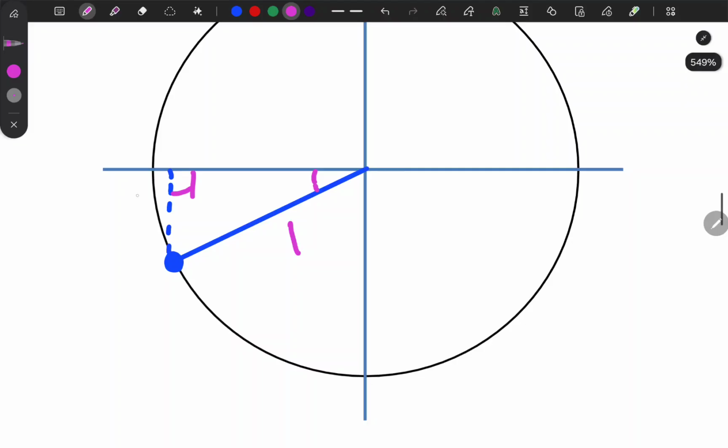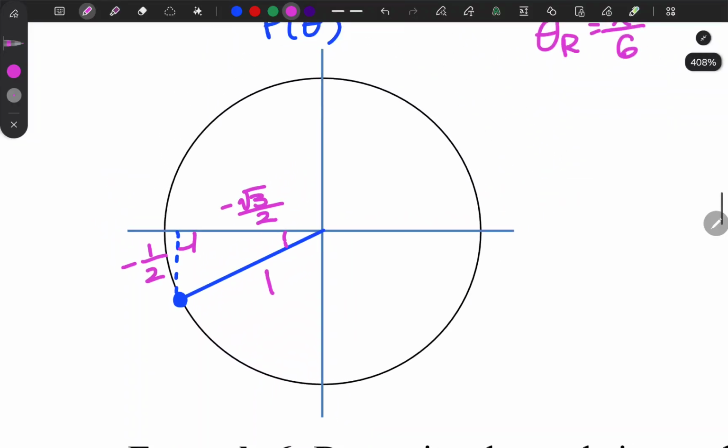Our opposite is 1/2. Notice we are in quadrant 3, so this is negative. And our adjacent, or our x value, is root 3 over 2. And this one is also negative because we're on the negative x-axis there. So we have an x value, a y value, and an r value just by drawing our special triangle for that angle.